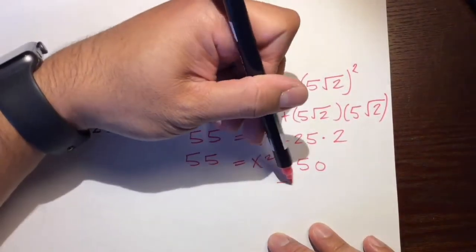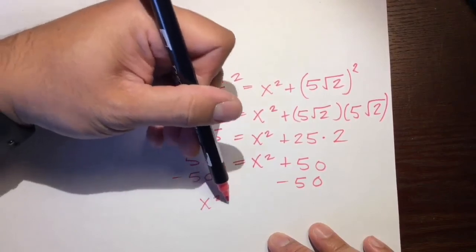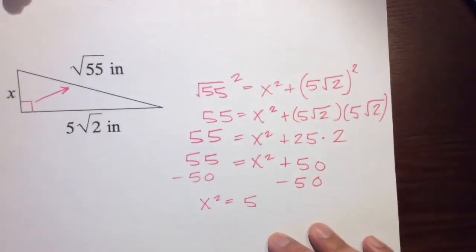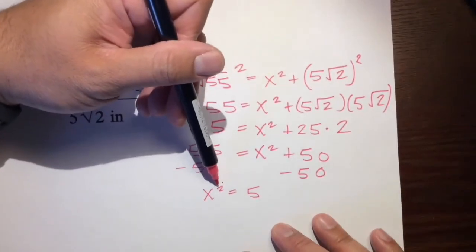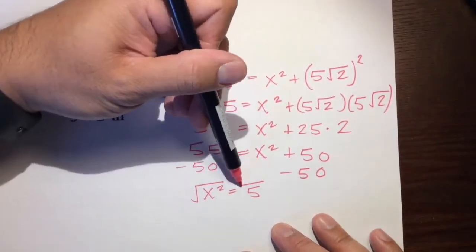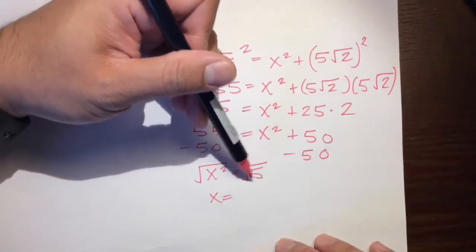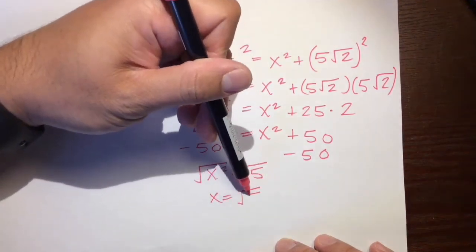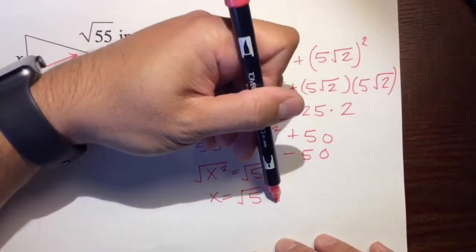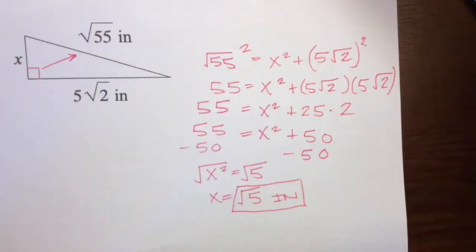And let's subtract this 50 from both sides. So x squared is equal to 5. But we're not done because the x isn't by itself. We have to get rid of the square. So we're going to square root it. And so x is equal to, there aren't any factors of 5 other than 1 itself. So it's just square root of 5 inches. That is our final answer.